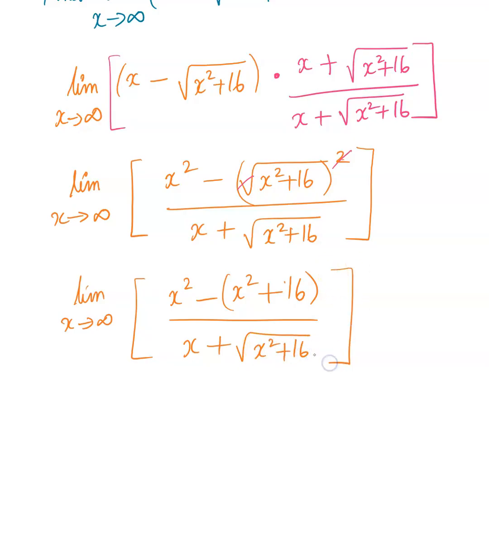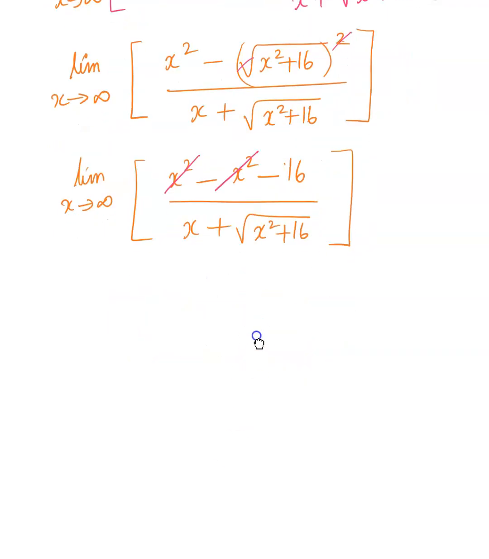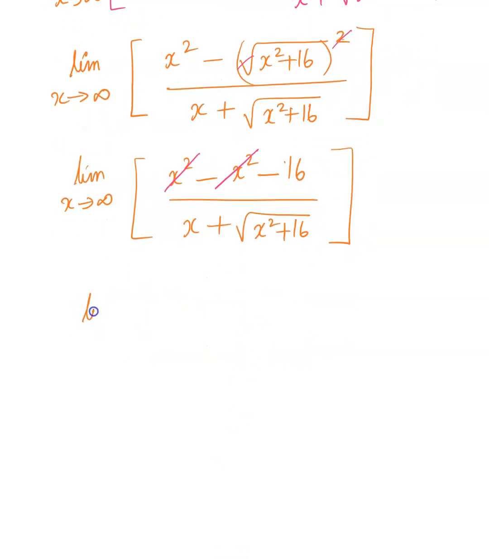To save a step, I'm going to drop the parentheses here, but change the sign here to a minus. Okay? You can always rewind and see what I did there. So I distributed the minus to the parentheses, and therefore I'm dropping them after I have distributed. So the x squareds will get cancelled off, and we are left with negative 16. So limit x approaches infinity, negative 16 over x plus square root of x squared plus 16.